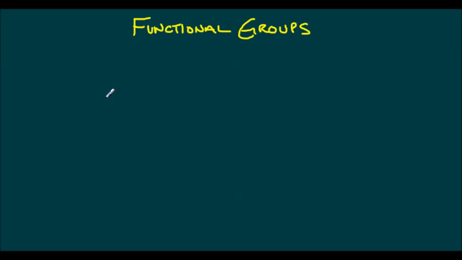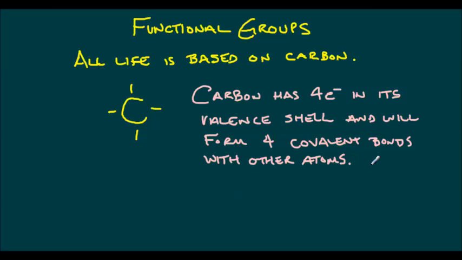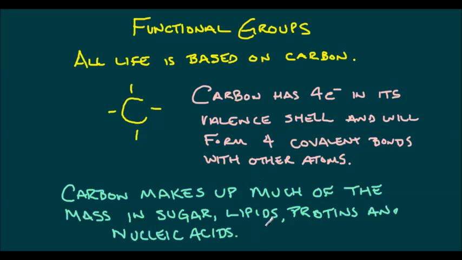So as we know, and have discussed in class, all life as we know it is based on the atom carbon. Carbon has four electrons in its valence shell, and it will therefore form four covalent bonds with other atoms. Because of these characteristics, carbon forms the basis for sugars, lipids, proteins, and nucleic acids, which are the main macromolecules that we're going to look at in this course. So carbon makes up much of the mass in sugars, lipids, proteins, and nucleic acids.